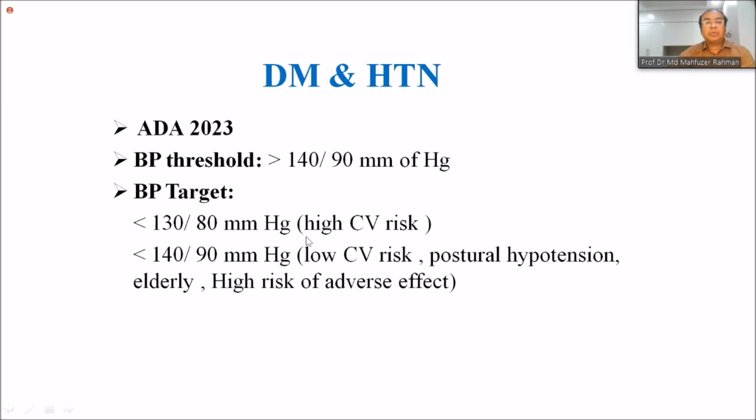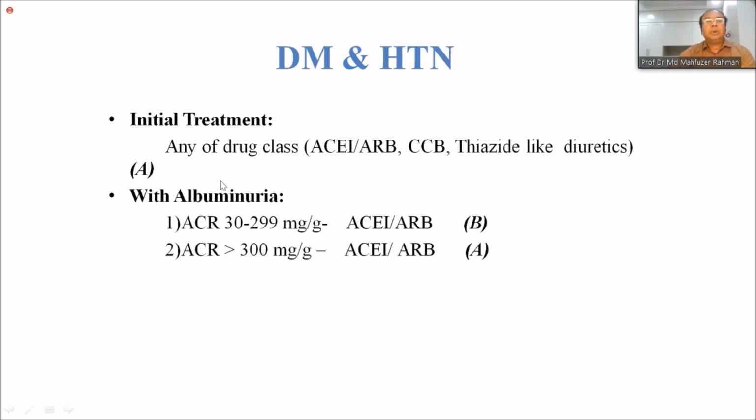Patient having high cardiovascular risk, target less than 130/80. Postural hypotension or elderly individual or high risk of adverse effects, in that case target is less than 140/90 millimeters of mercury. Drugs are initially ACE inhibitor, ARB, calcium channel blocker, thiazide-like diuretic. Patient having albuminuria: ACE inhibitor or ARB, and if the ACR is more than 300, in that case also ACE inhibitor or ARB.